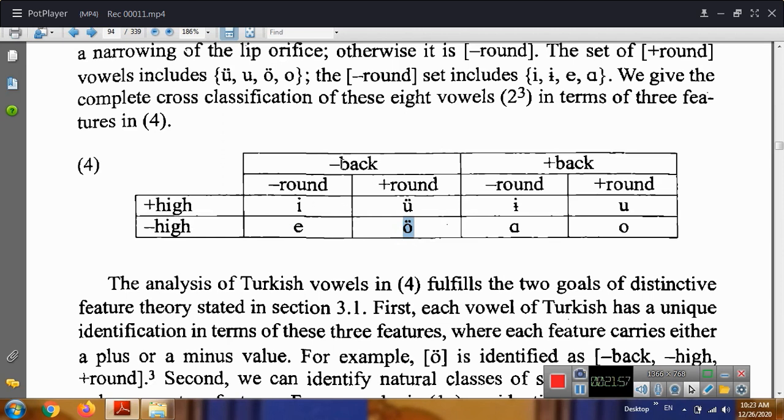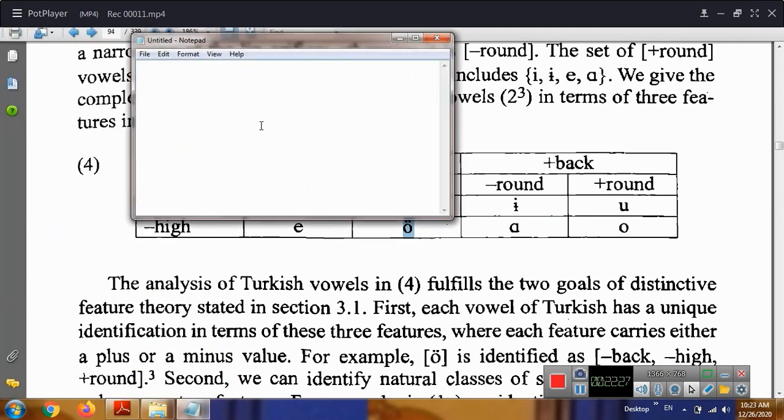Plus high, plus round, and minus back is U. Plus high, minus round, plus back is E. Plus high, plus round, and plus back is U. Minus high, minus round, and plus back is A. Minus high, plus round, and plus back is O. Okay.